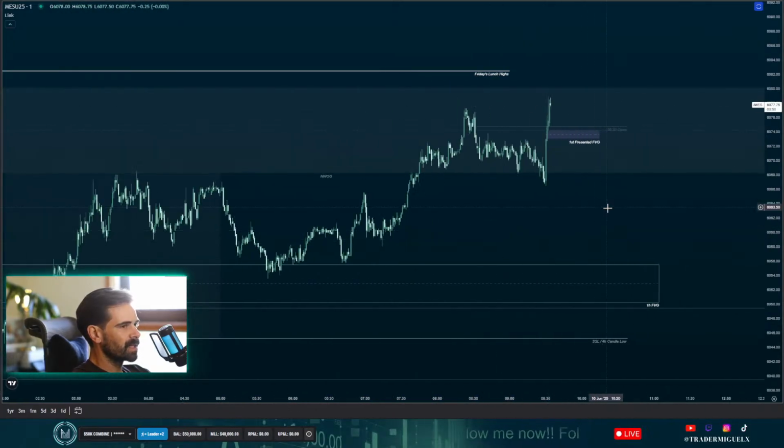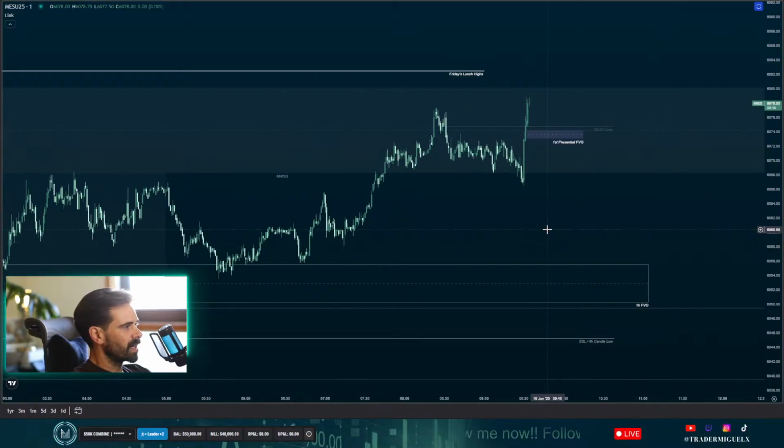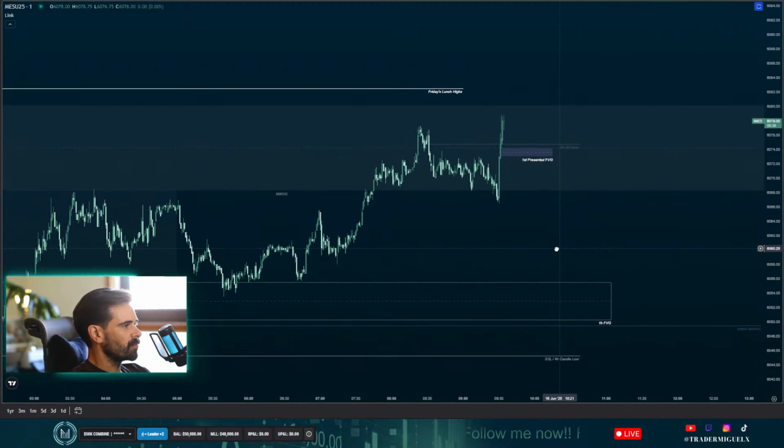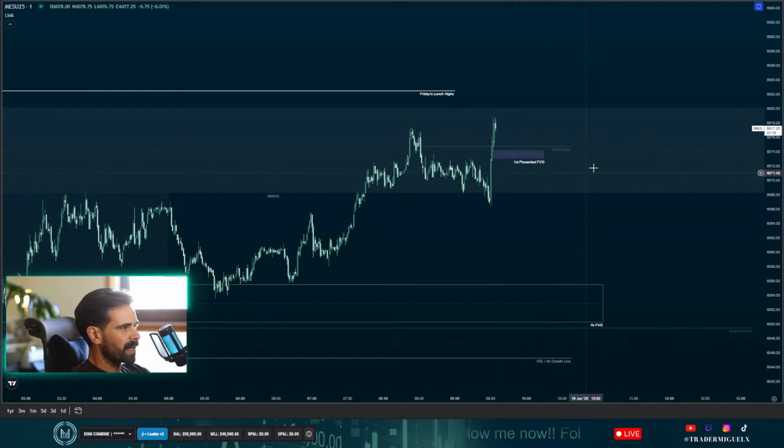Eventually some of them might actually be right, but it can happen that since we don't have any type of news today, price can eventually start some accumulation as well.